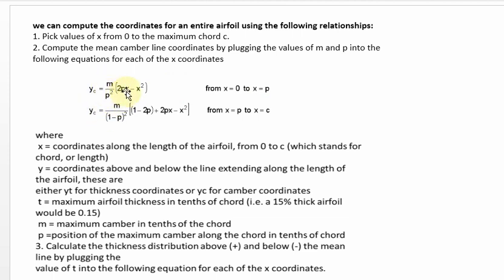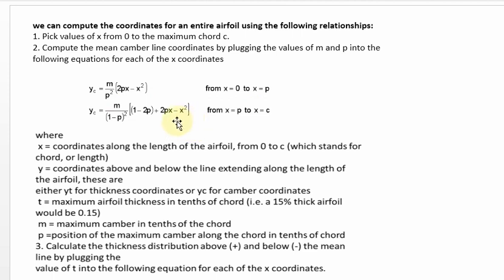So the first formula will be applicable from 0 to the position of your maximum camber. Okay, like starting from 0 to the position of your maximum camber. Then the second equation will be applicable from the position of your maximum camber to the trailing edge. Here you can see 0 means leading edge, so leading edge to the maximum position of the camber, then this one from the maximum position of the camber to the trailing edge. If I want to identify the coordinate for a particular case, you have to go for this particular equation.